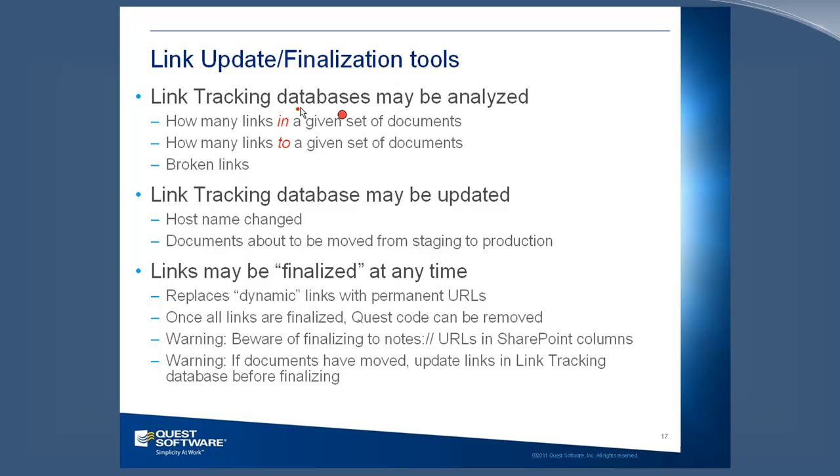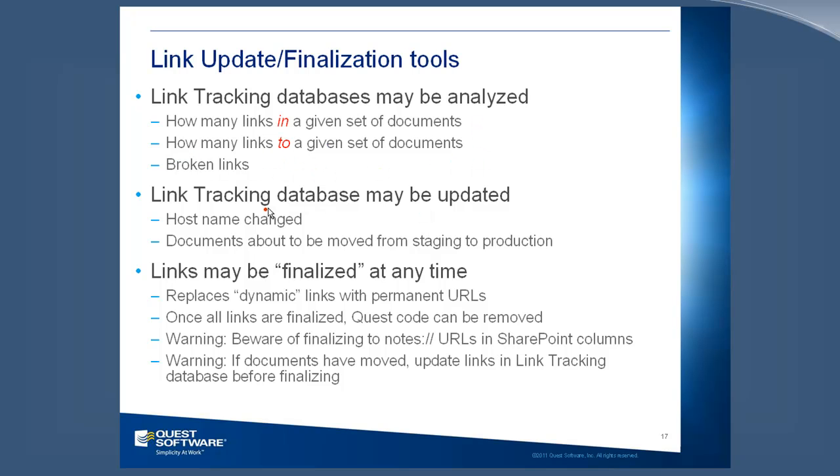So analyzing would basically tell you things like how many links are in a given set of documents and how many links are pointing to a given set of documents. So this is kind of useful to understand what's linking to what at a high level. It also finds broken links. So you might want to find cases where we've migrated something, but then you went and deleted that list, and so now there's broken links in our system. So it's good to identify what the broken links are.